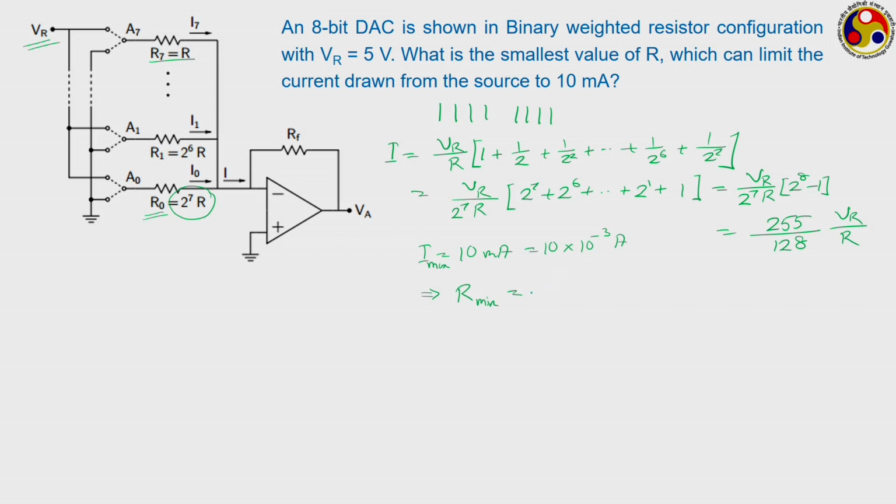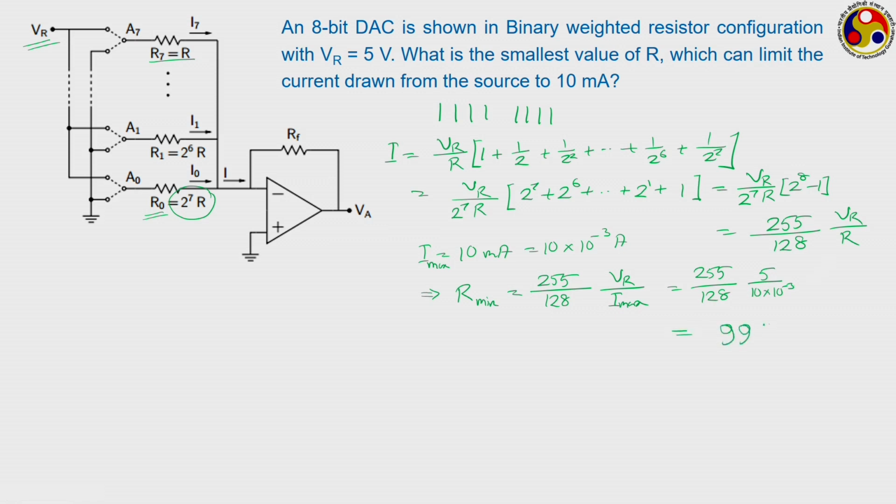So, R min should be 255 by 128 into VR divided by I max. So, we put the numbers here: 255 by 128 into your VR, which is given as 5 volt, and I max is given as 10 into 10 to the power minus 3. So, we have to calculate the value, and I actually have pre-calculated the number.